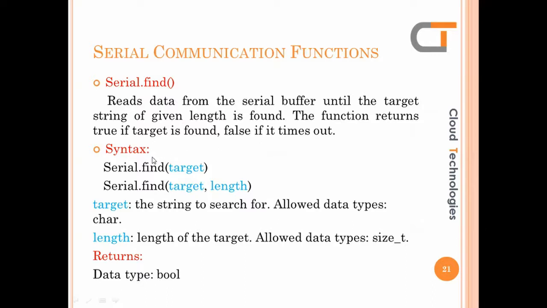Okay, so Serial.find(target). Target is nothing but our string, which is the string we want to search for. So Serial.find(target, length): we can search within a length of data. If you want to search the first 10 bytes, for suppose, we can give 10. So it will search only in the starting 10 bytes of data. So this is about Serial.find.